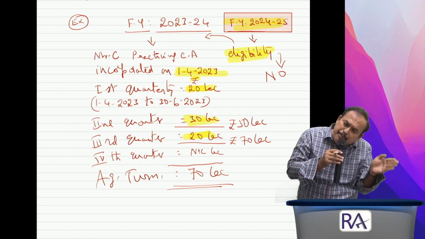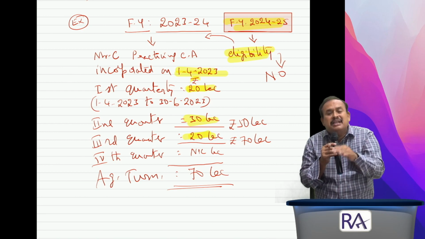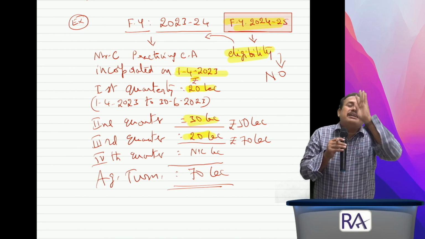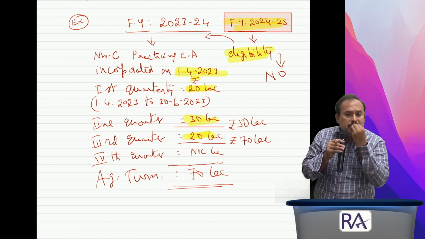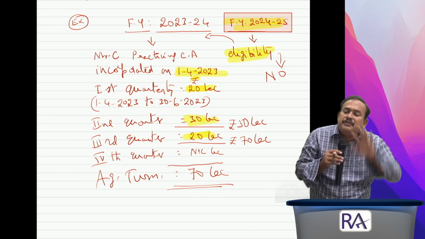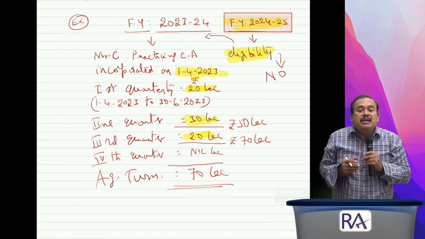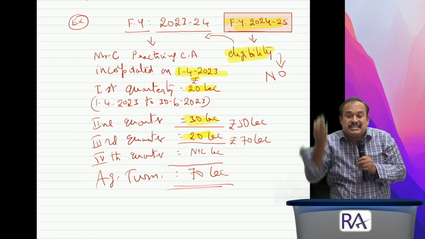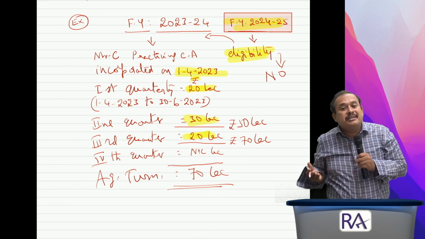From 1st of April till the date liable for registration, the turnover is only 20 lakhs. Up to the end of 30th June, my turnover is only 20 lakhs. Therefore, registration is not required. From 1st of July, the liability to go for registration arises. Therefore, I opt in for registration.